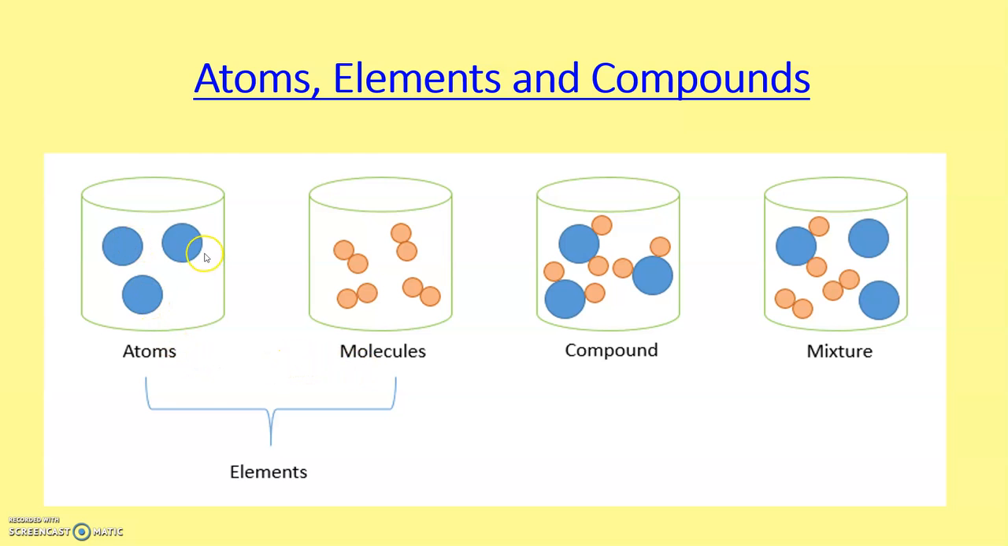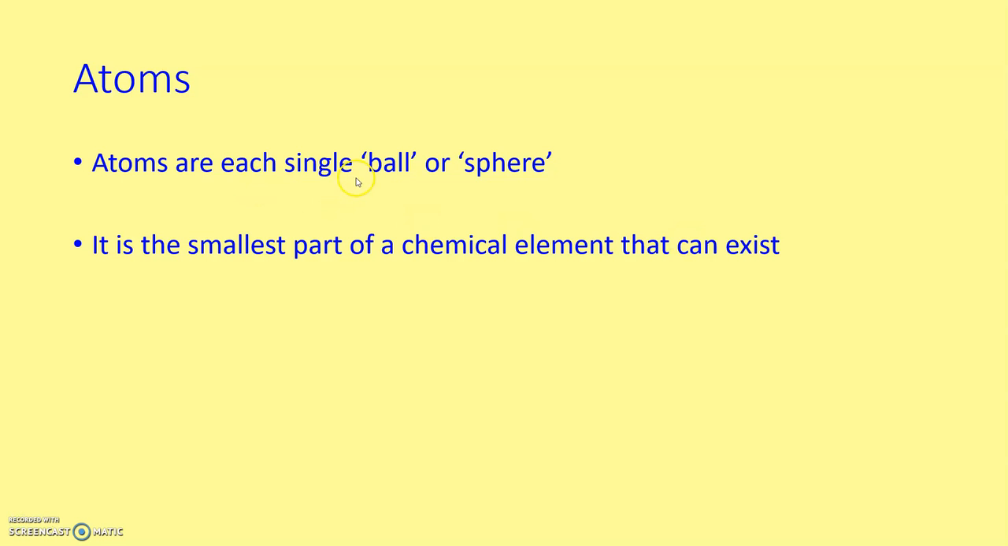Atoms are only the single spheres here, whereas molecules are the joined atoms together like that. Both of them, because they are the same, make elements, that's the elements. Atoms are each single ball or sphere, and it is the smallest part of the chemical element that can exist.